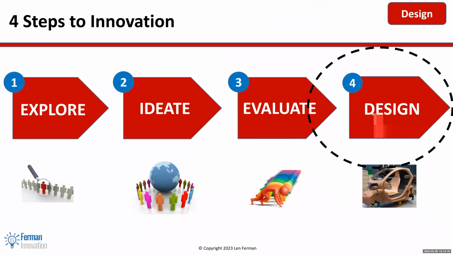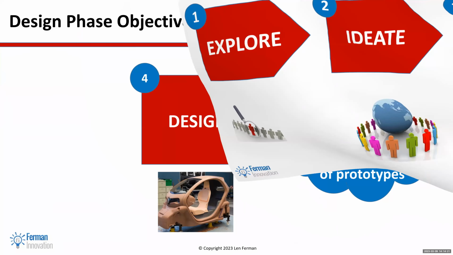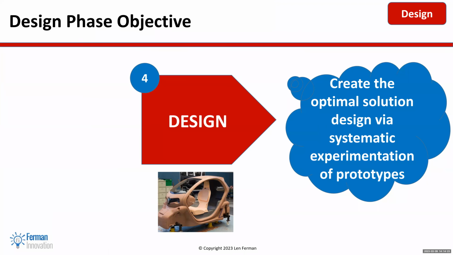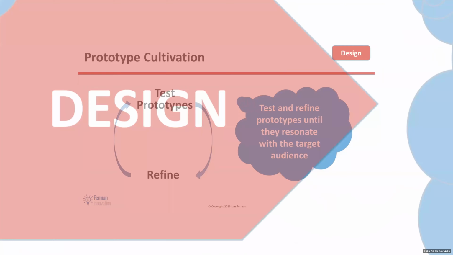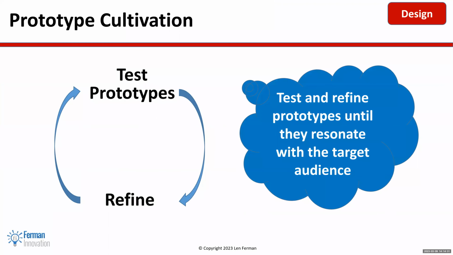And then finally comes the design phase. In the design phase, we're creating the optimal solution via systematic experimentation of prototypes. So we build prototypes and we test them. And then we learn from them and refine them and we test them again. And we go through multiple cycles. We keep testing and refining until whatever it is, the product, service, program, or process that we're innovating for really resonates with our target audience.